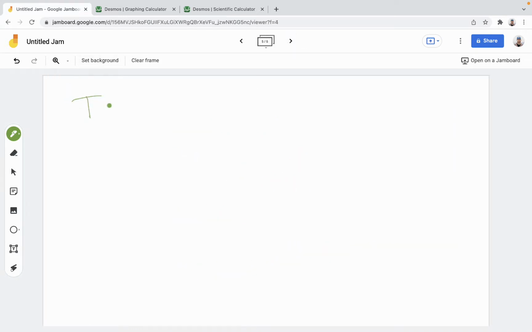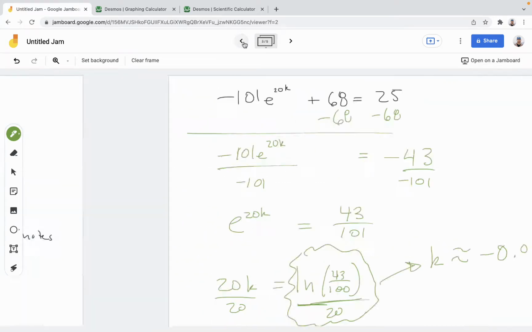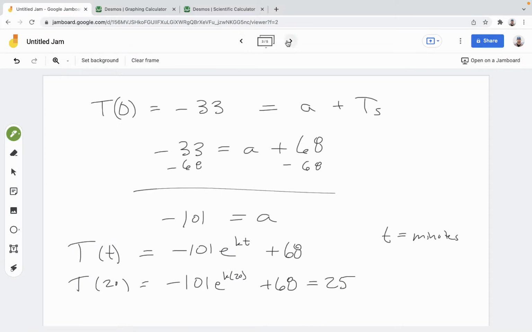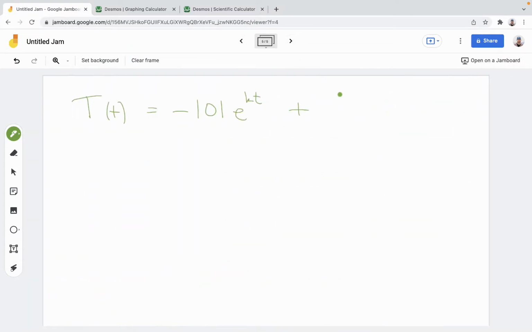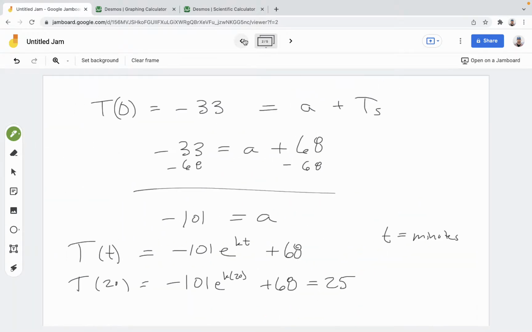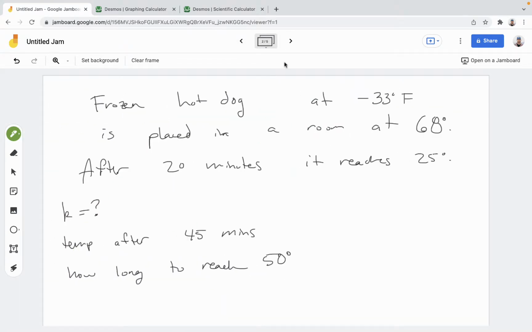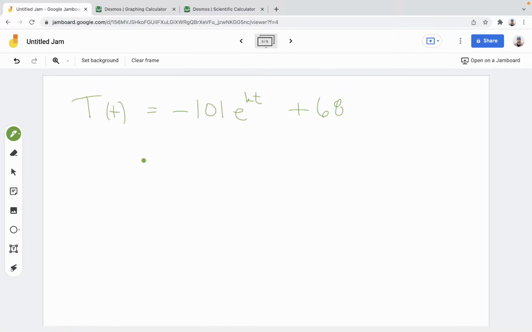So now we've got our temperature function. I'm going to keep writing this as k, so I don't have to fill all of that in. And now I can make some predictions. Plus 68 here. So the next question asked, what's the temperature after 45 minutes? That would be T of 45.